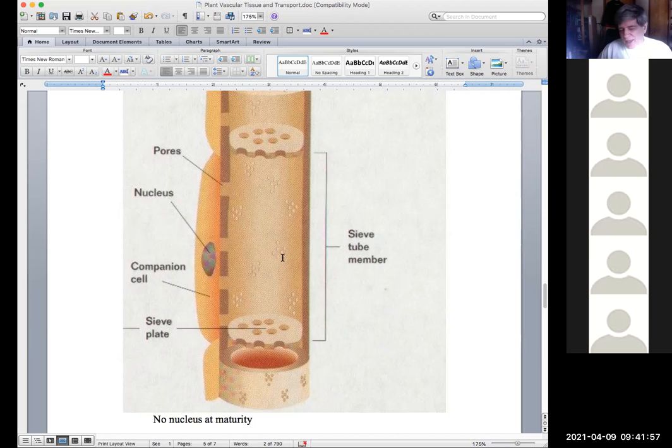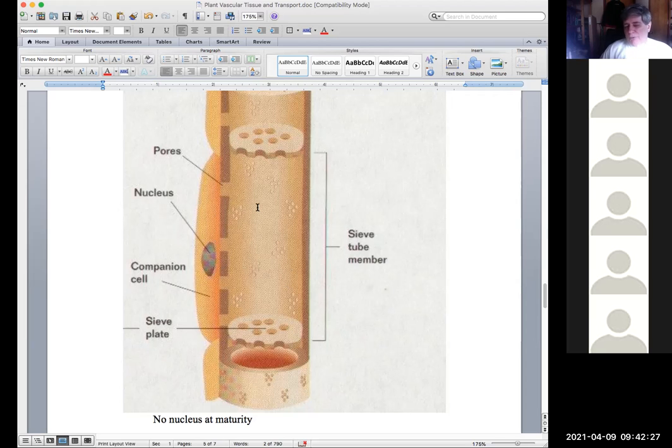So this means that materials are not going to be able to move through this cytoplasm the same way that they move through those tracheids and the vessels. Because that only works when we can guarantee what one water molecule forms a hydrogen bond to. Here, instead, what happens is sometimes called the pressure flow or the bulk flow method of movement.